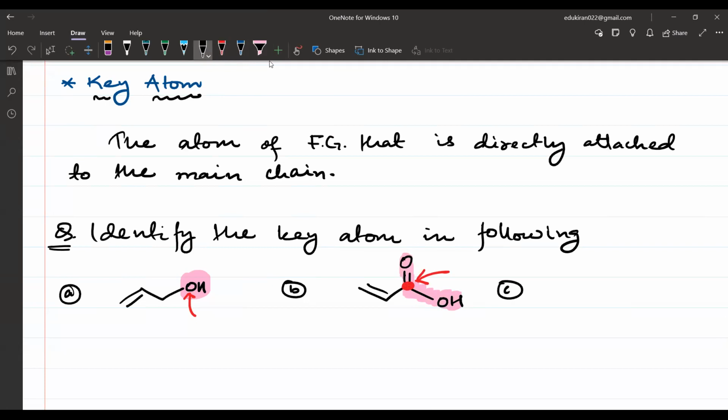Right? C. Now tell me 1, 2, 3. Which is the key atom here? Which is the key atom here? 1, 2, or 3?